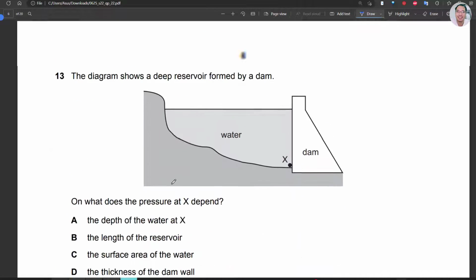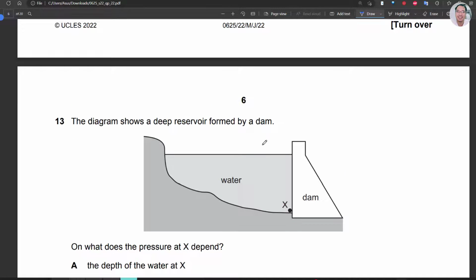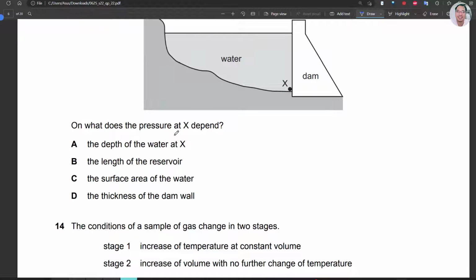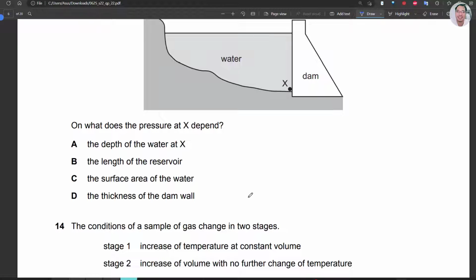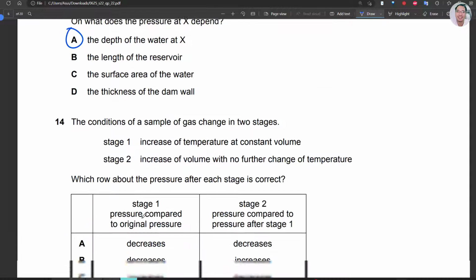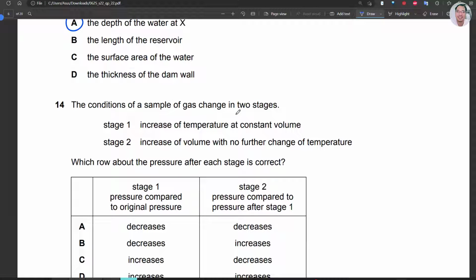Not yet. The diagram shows a deep reservoir held by a dam. On what does the pressure X depend? Oh, we didn't do pressure yet too. Okay, it depends on the depth. The sample of gas changes in two stages. Probably you don't test this, right? Gas? Yeah. Okay.